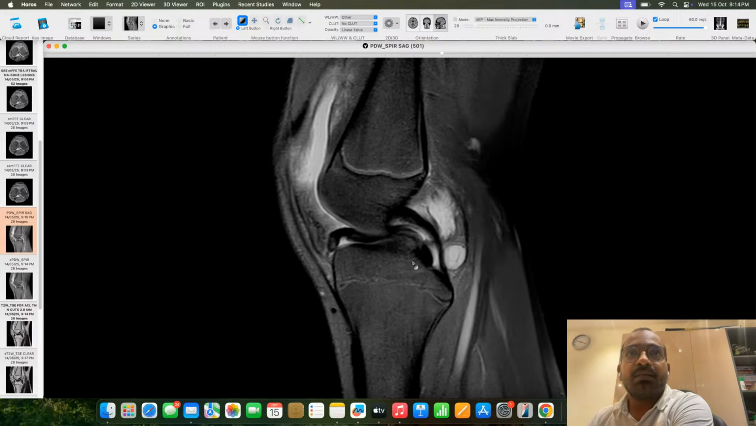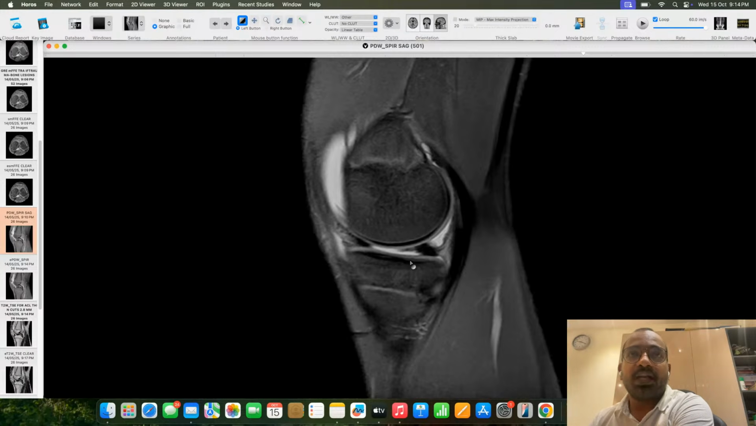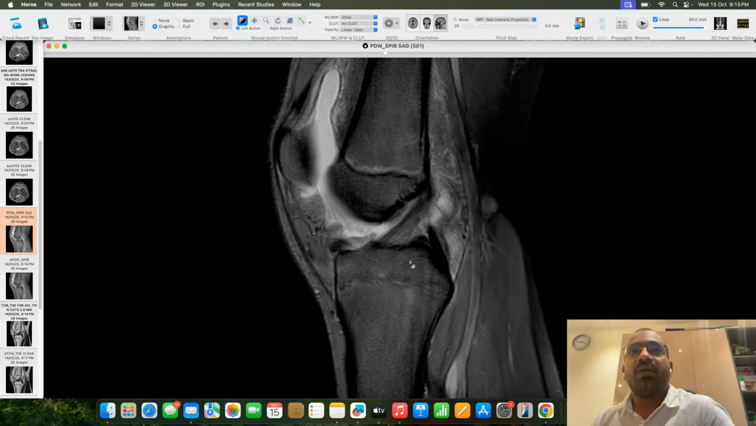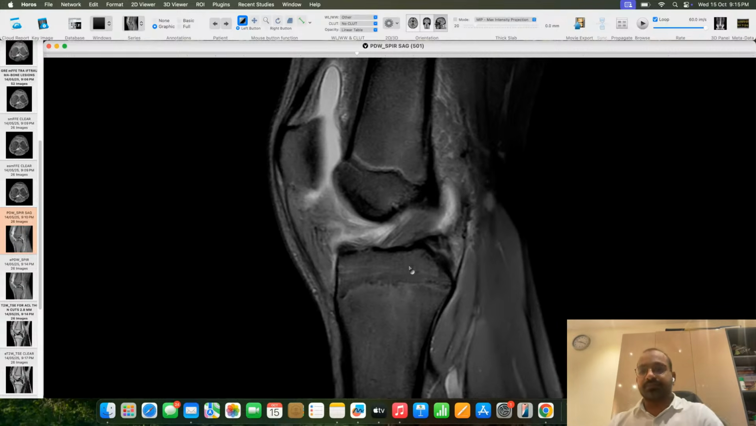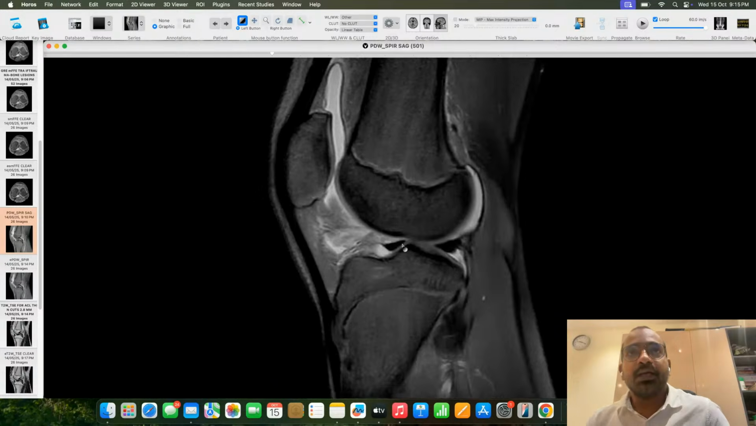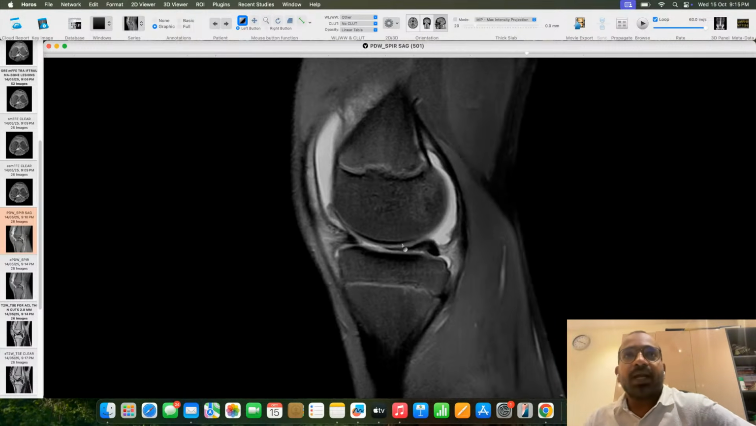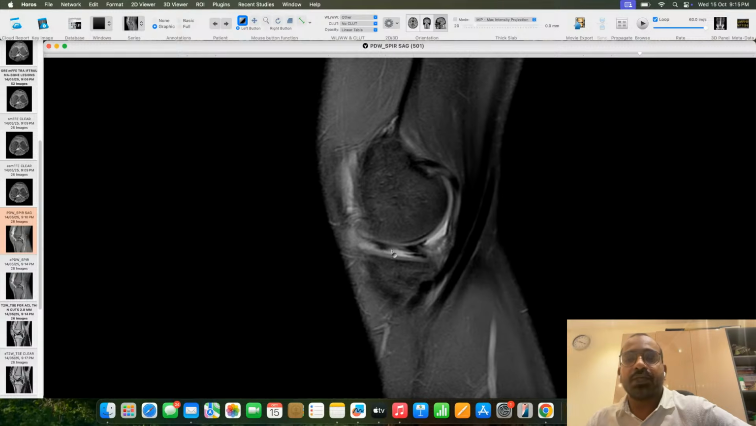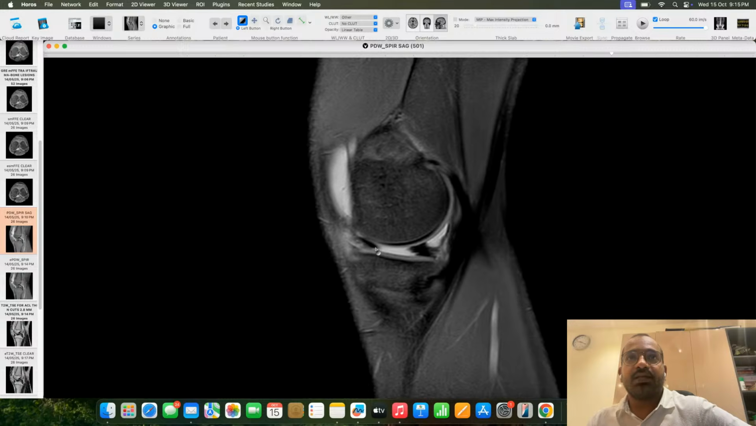There is a bucket handle tear. What type of tear is a bucket handle tear? Whether it's a horizontal tear or a vertical or longitudinal tear, please comment on it. So this is a bucket handle tear. If you see, this is the medial-most portion of the intercondylar notch region, the tibiofemoral joint. And it's a longitudinal displaced tear.